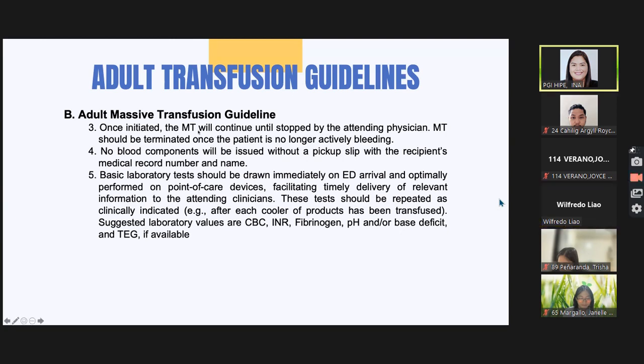Once initiated, the MT or med technologist will continue until stopped by the attending physician. It should be terminated once the patient is no longer actively bleeding, and no blood components will be issued without a pickup slip with the recipient's medical record number and name. The basic laboratory tests should be done immediately on emergency department arrival and optimally performed on point of care devices, facilitating timely delivery of relevant information to the attending clinician. These tests should be repeated as clinically indicated, after each cooler product has been transfused. Suggested laboratory values are CBC, INR, fibrinogen, pH and or base deficit, and TEG if available.